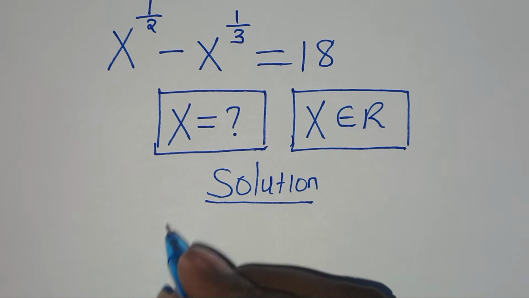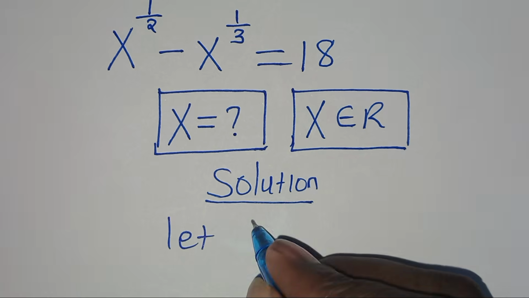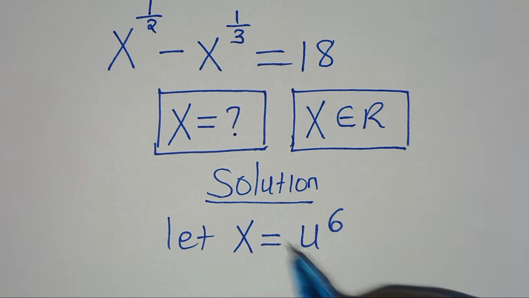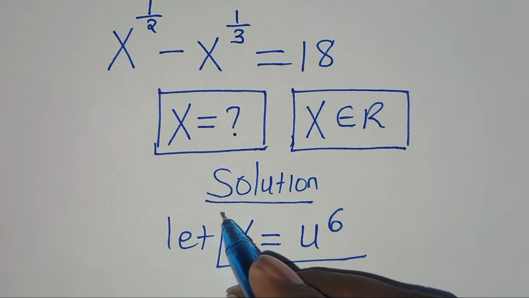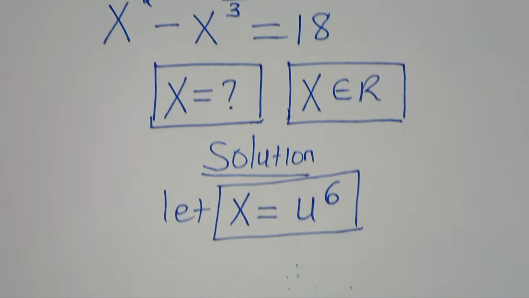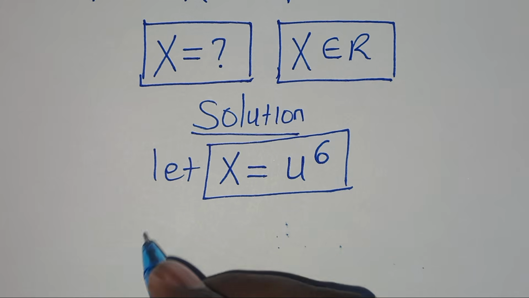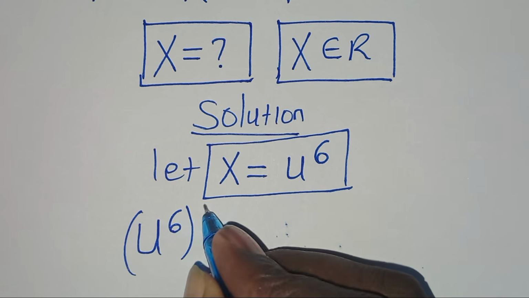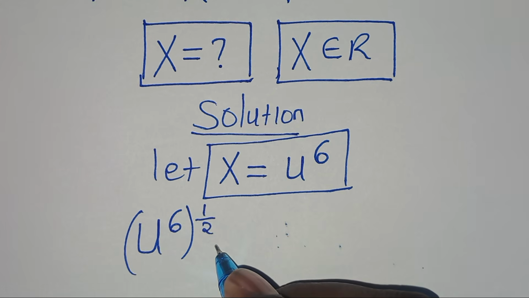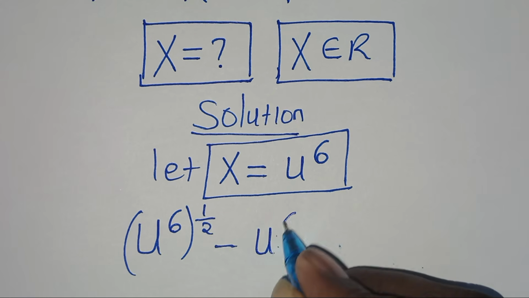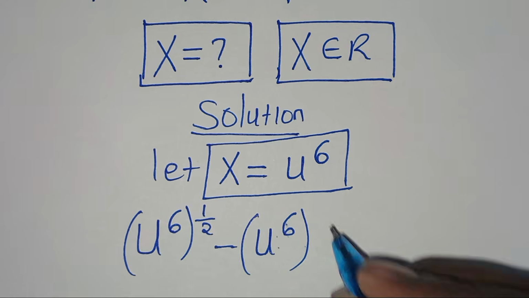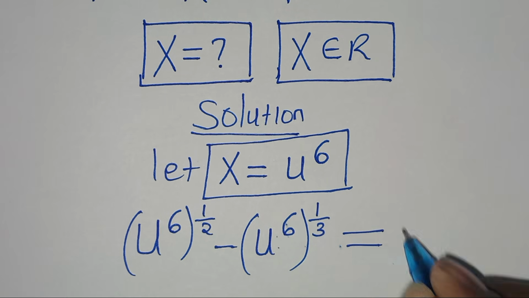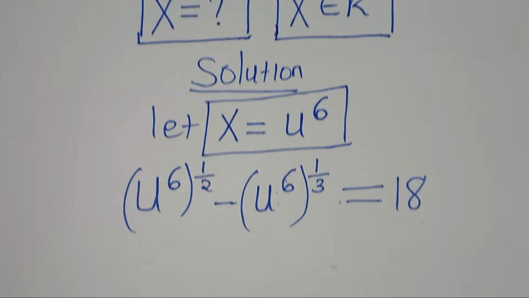So the first step is that we can let x be equal to u raised to the power of 6. Let's express the equation in terms of u. So we have u to the power of 6, this is raised to the power of a half, minus u raised to the power of 6, this is raised to the power of 1 over 3. This is equal to 18.